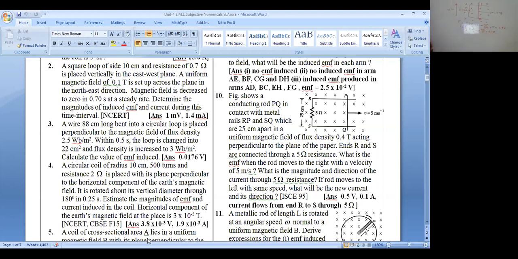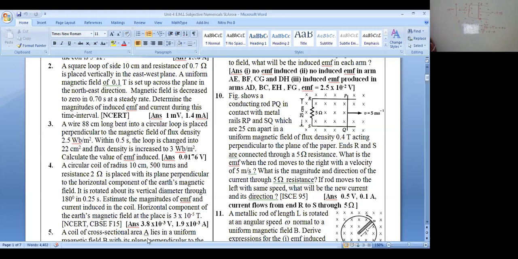The numerical values of E and I are very simple, but find the direction of current by using Fleming's right hand rule. We can find the direction of induced current, and that is from R to S. When the rod is moving towards the left, the motion will be towards the left, and the direction of current will be reverse, S to R.